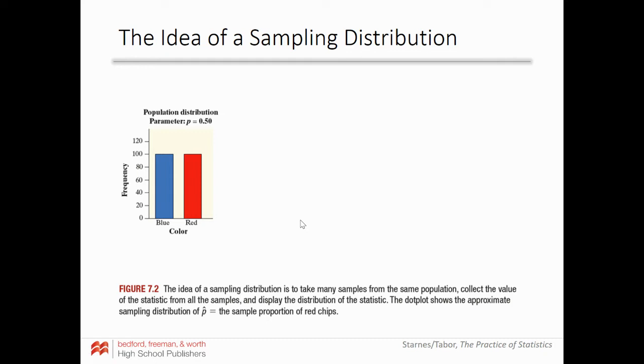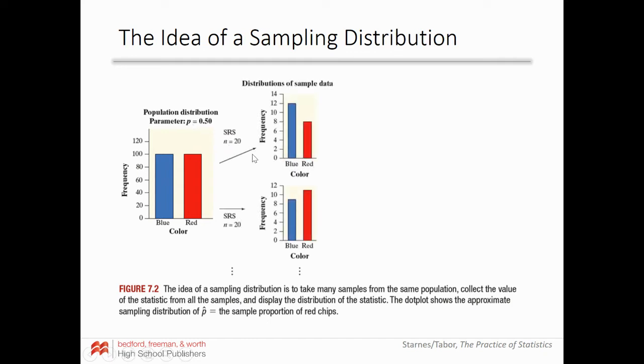Okay. So there can be a couple different distributions here. This is kind of building an idea of a sampling distribution. So here is our population distribution again, right? We have 200 chips, 100 are blue, 100 are red. So my parameter is 0.5. My p is 0.5. Okay. I then do a sample of size 20. And in one sample, hey, I got 12 blue, 8 red. So my p hat, let's see what it is.